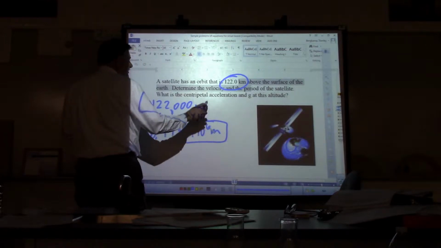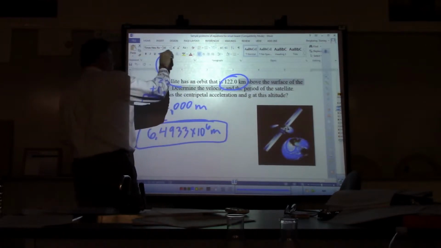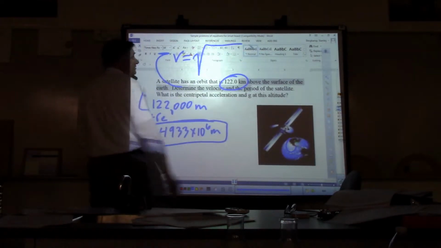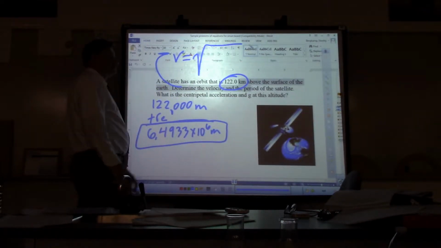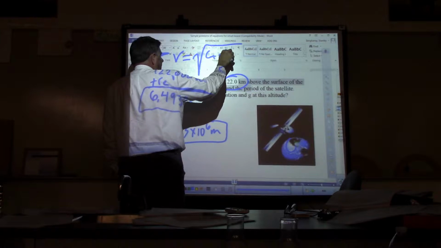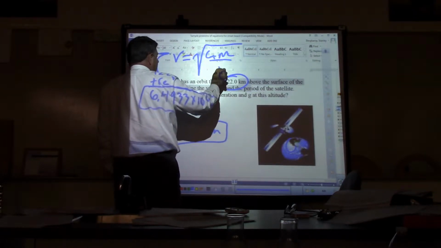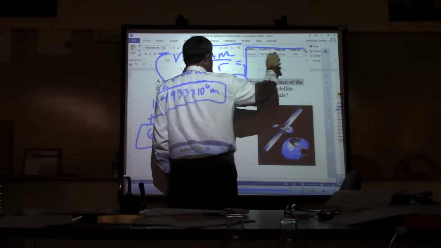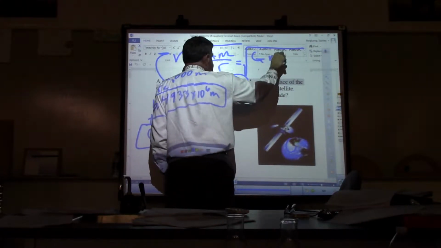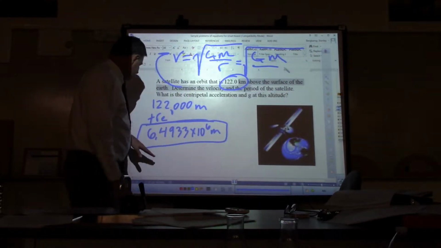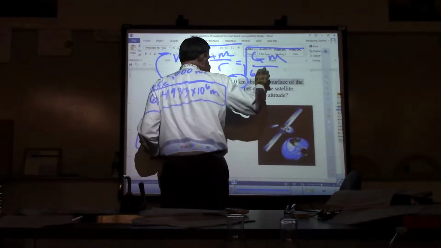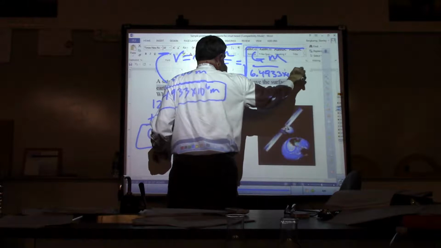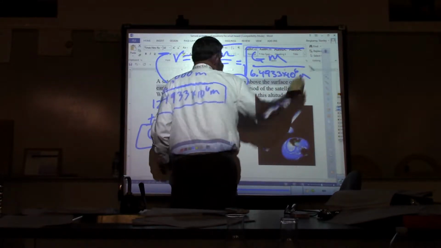Stop. So, let's start with the velocity. So we're going to have v equals what? The square root of big G mass over radius r, right? So I've got big G and then my radius of 6.4933 times 10 to the 6th meters.